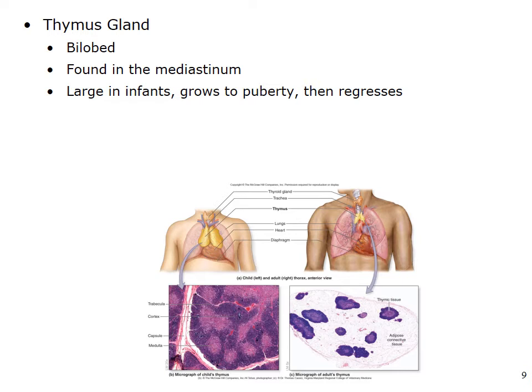It's particularly large in infants. It grows throughout puberty, and then it regresses in size. So if we're looking at a young child here, and then we look at the size of this thymus gland, it's then smaller in the adult.